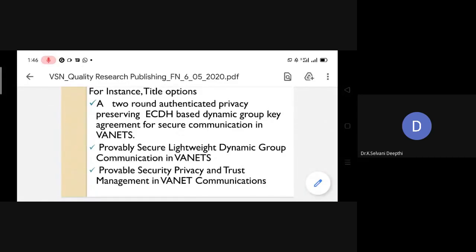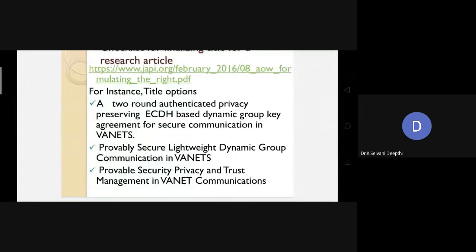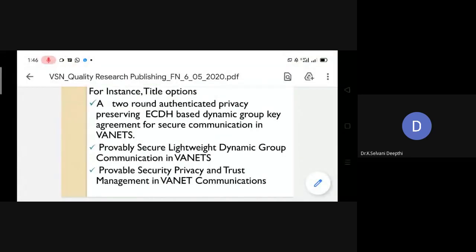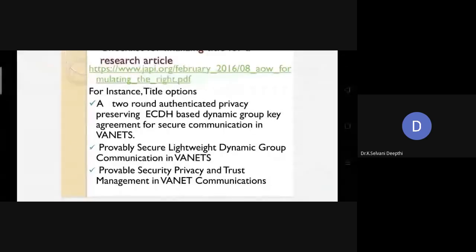Another option: probable, secure, lightweight, dynamic group communication in VANETs. Group, what is our issue? That is communication between vehicles. Two vehicles can communicate, or five vehicles can communicate at a time. That is called group communication. Now we are in a conference call. That is called group communication. So in our research, we have to communicate among people, among vehicles, so group communication came into place. So the first one is not good. The second is somewhat better.